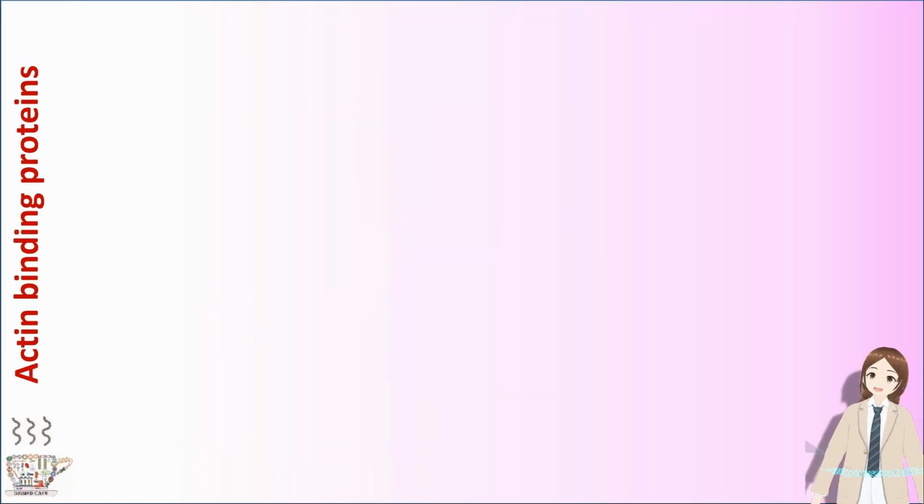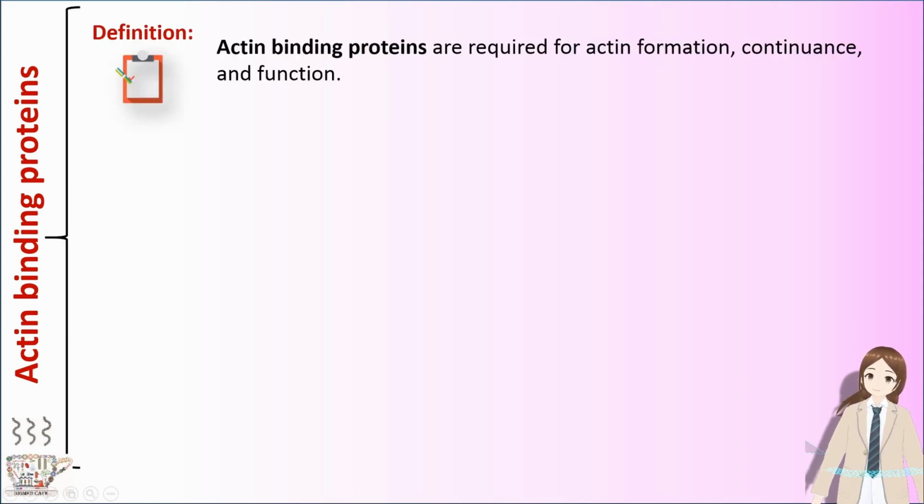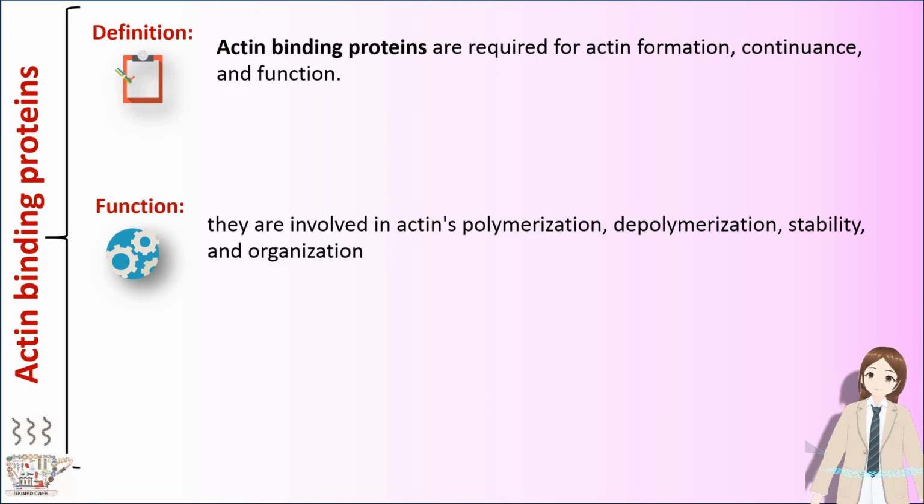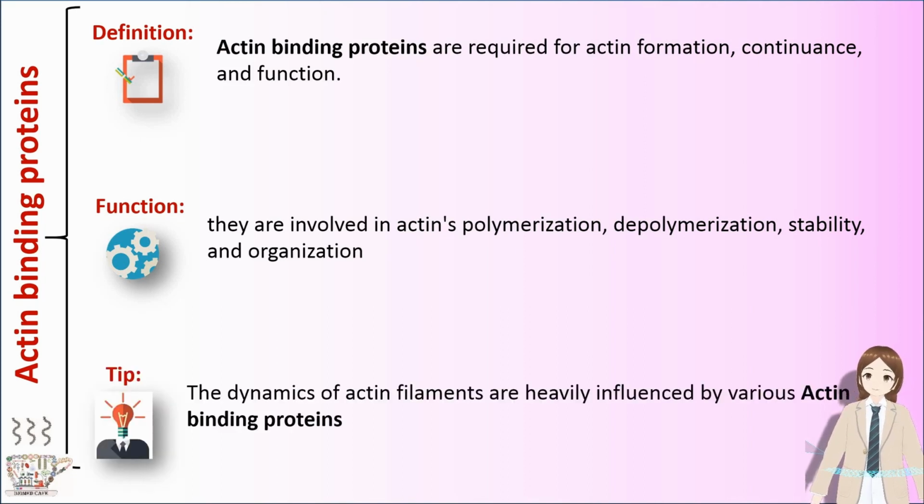Actin binding protein. Actin binding proteins are required for actin formation, continuance, and function. Function of actin binding proteins. They are involved in actin polymerization, depolymerization, stability, and organization. The dynamics of actin filaments are heavily influenced by various actin binding proteins.